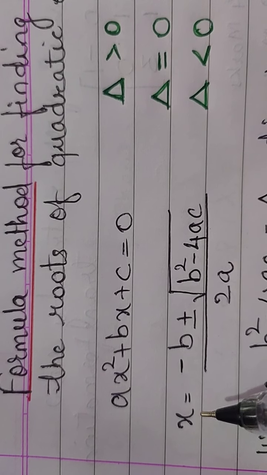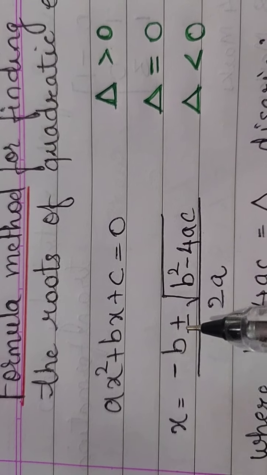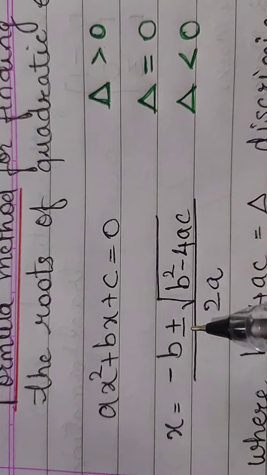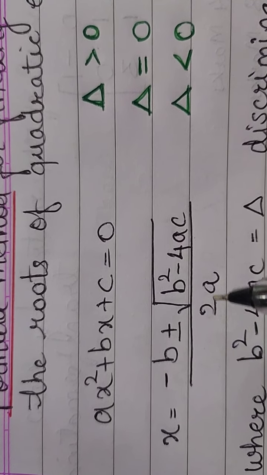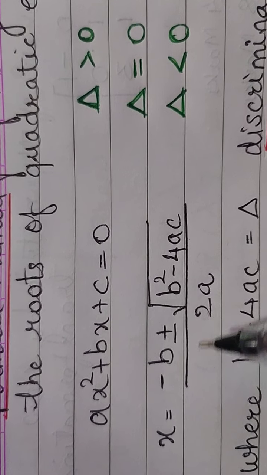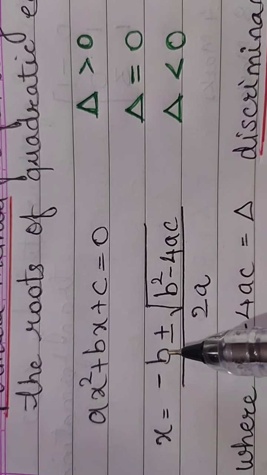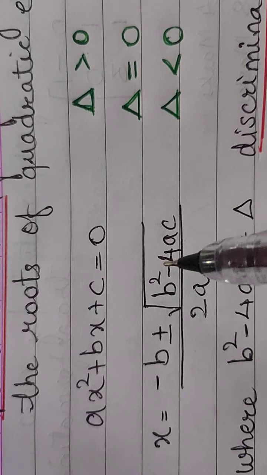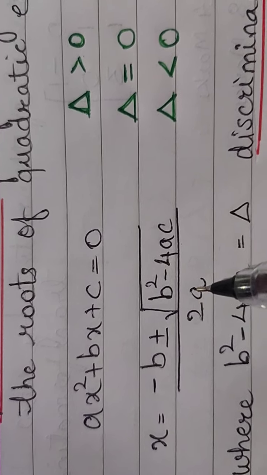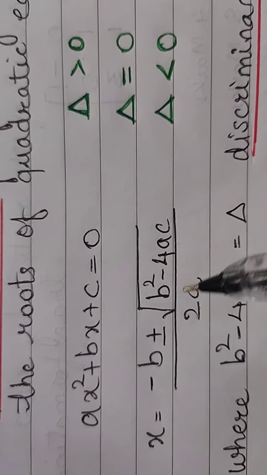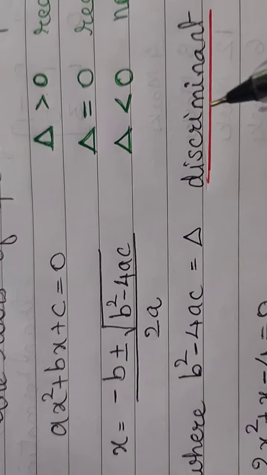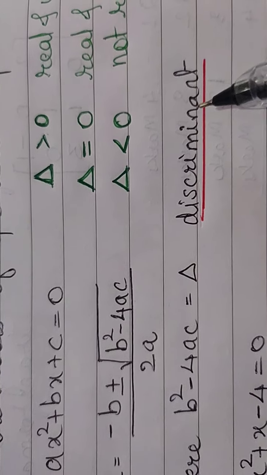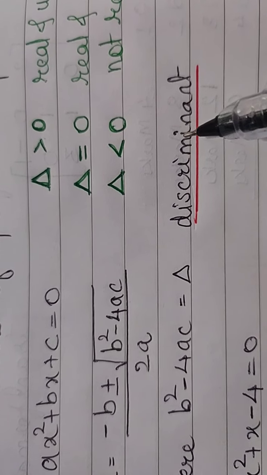The variable is x, so the value of x is directly given by the formula: minus b plus minus under root of b square minus 4ac upon 2a. So the formula is minus b plus minus under root b square minus 4ac upon 2a. Here the value in the root, b square minus 4ac, is denoted by delta and is called the discriminant.